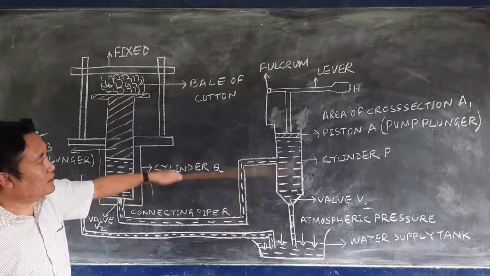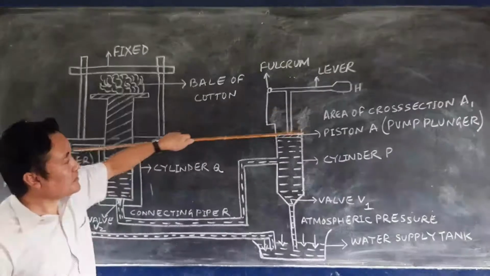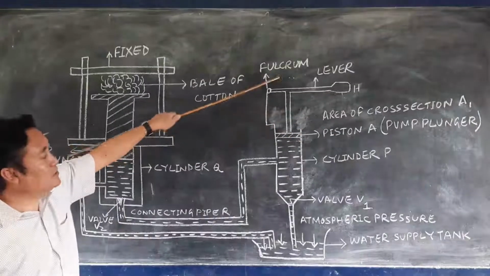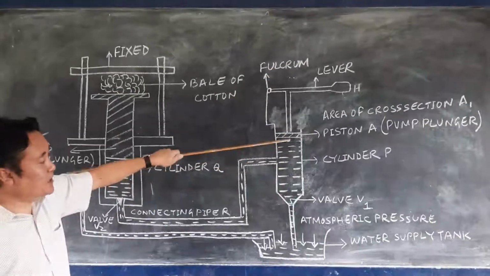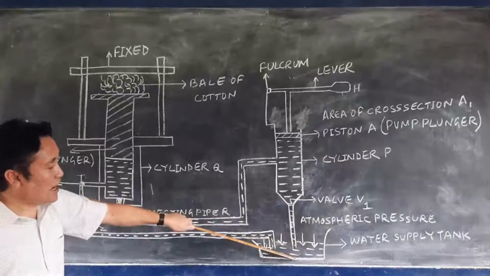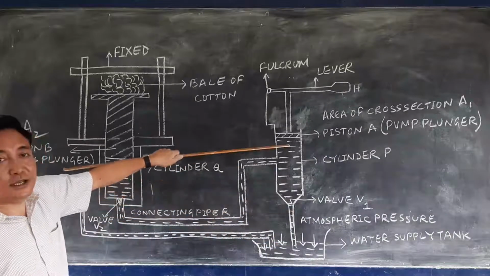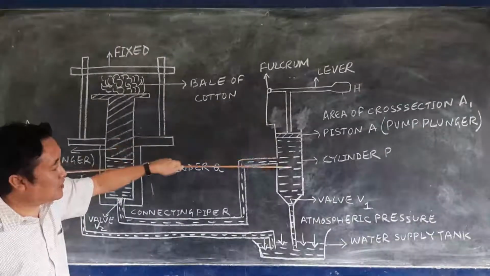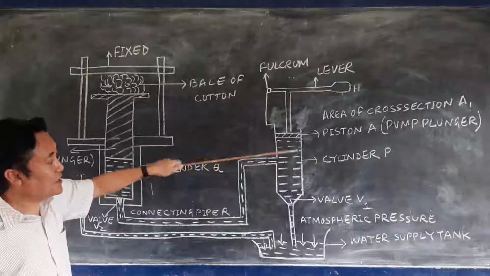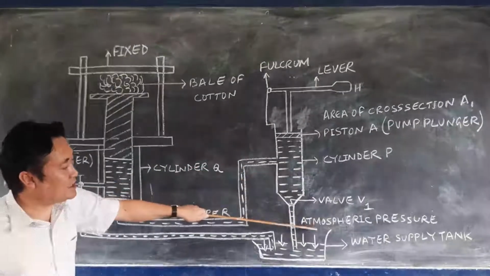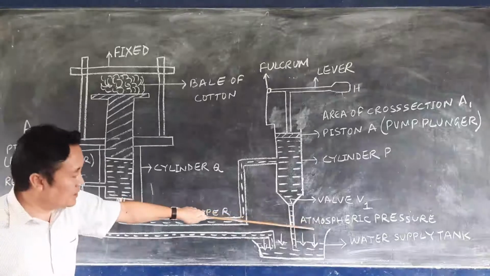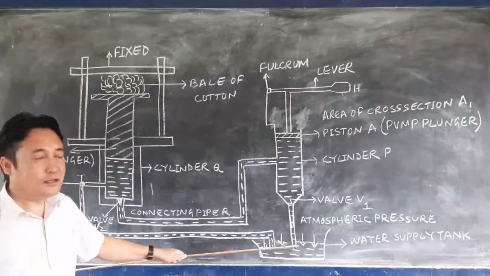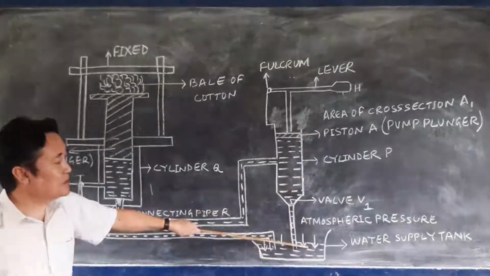So in order to fill the water there, again the handle of this pump plunger or the piston A is moved up. When it moves up, the pressure decreases here, and due to the decreased pressure, the valve V1 gets open, and water from this tank will enter through the valve into the cylinder. Then after that, when it pulls down here, then what will happen? The pressure is exerted by the liquid, as well as the atmospheric pressure, because this atmospheric pressure is exerted just above the water level.